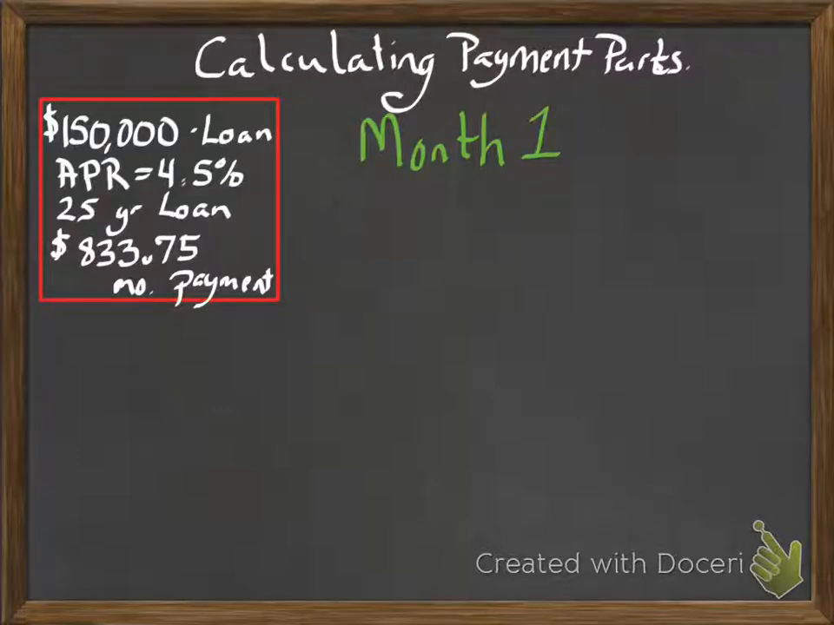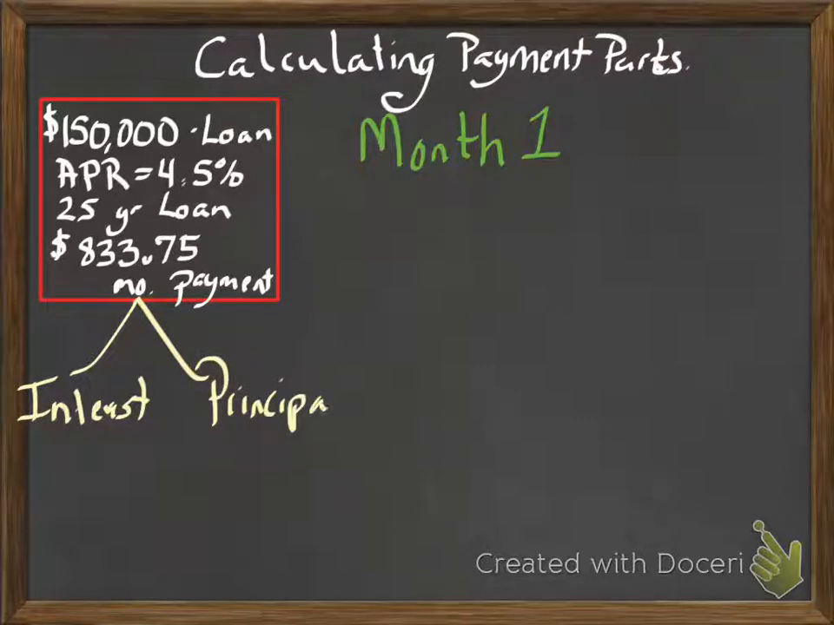So now let's look at it from a different perspective. We're going to look at calculating the first and second month's portions. We're going to calculate how much of that payment goes to interest and principal. There's going to be a portion of that payment that goes to each one.